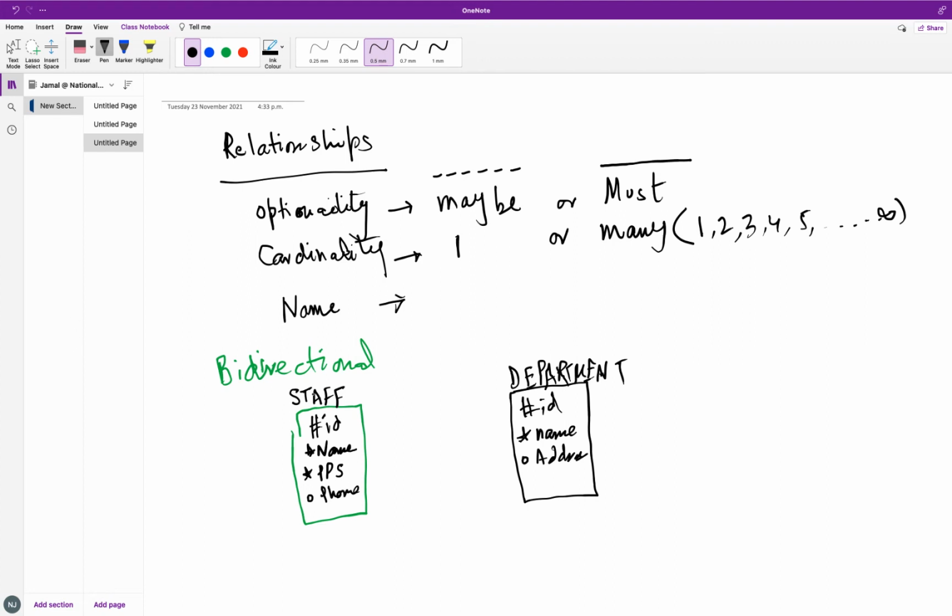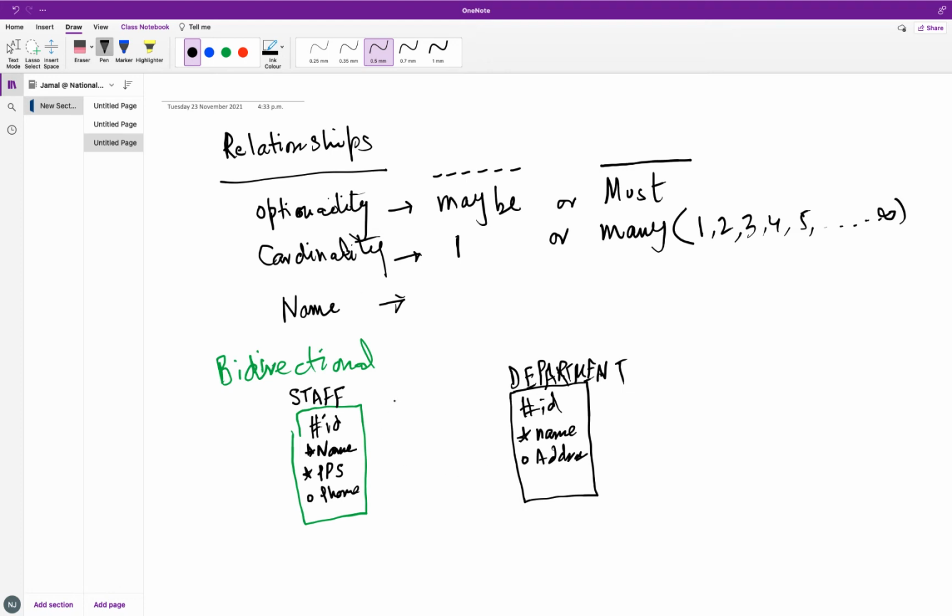Now the second thing is attributes. We have defined attributes, we may have some more, but for the time being that's fine. Now we have to define the relationship between staff and department. For relationships we have to define six things, because relationships are bidirectional. From left to right you need three things, and from right to left you also need three things: optionality, cardinality, and the name of that relationship.